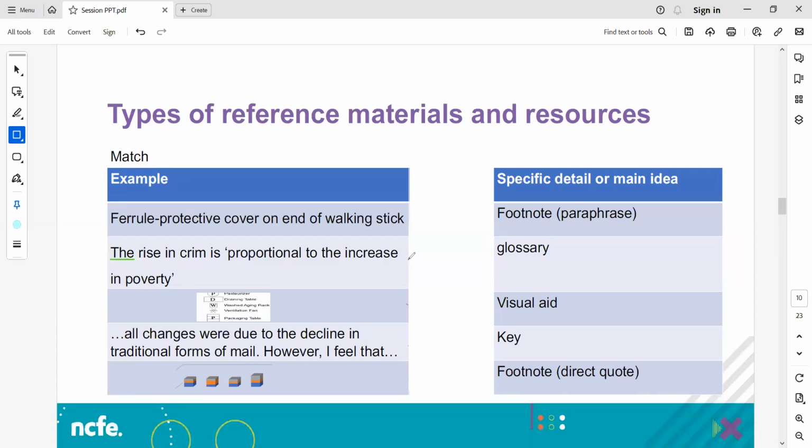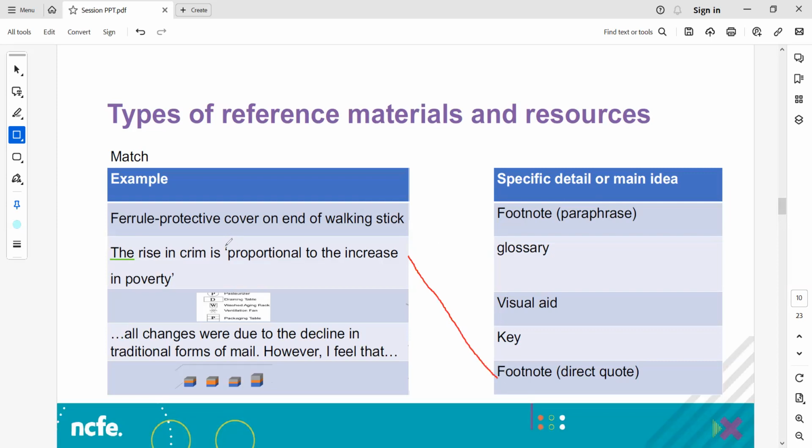Okay, I'm going to tell you, but you need to tell me which type it is. That one needs a footnote because they are directly quoting from a text. So if that was in a document, then it would need a footnote to say where that came from. So is it a footnote that uses paraphrasing, or is it a footnote with a direct quote? So this one has a direct quote.